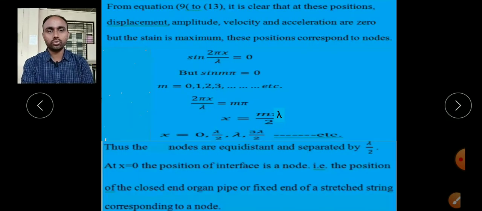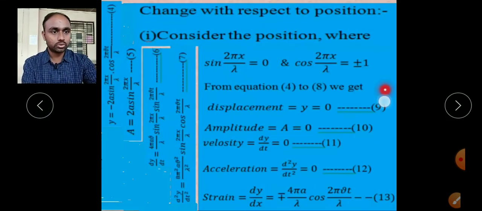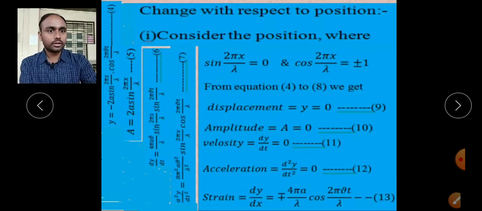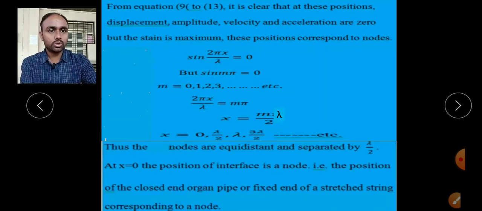So, we can conclude from equation 9 to 13, it is clear that at these positions, displacement, amplitude, velocity and acceleration are 0, but the strain, it is written here strain by mistake, but strain is maximum. These positions correspond to nodes. For this we have considered sin 2 pi x by lambda is equal to 0. Since sin 2 pi x by lambda is 0, by the standard formula or standard angle, sin m pi is equal to 0 for all m. Okay, integral multiple of pi is always 0.